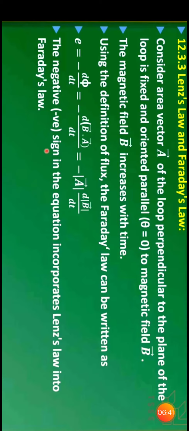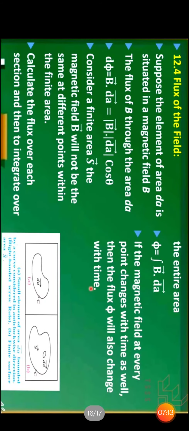Therefore, minus d of the bracket of vector B dot vector A, upon dt. A is nothing but the area vector, and its magnitude is the area. Therefore we get the equation minus mod of A into d mod of vector B upon dt. Here the negative sign in the equation incorporates Lenz's law into Faraday's law.